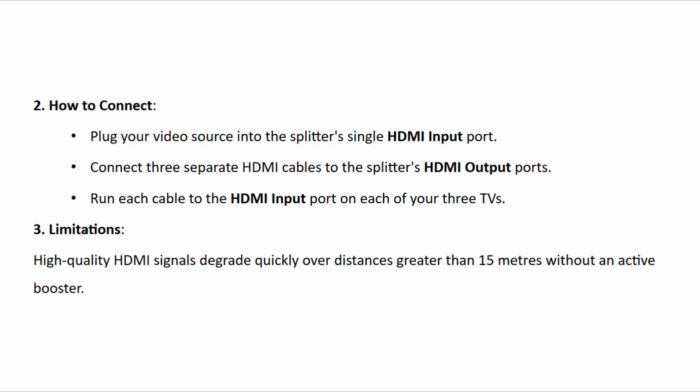How to connect. Plug your video source into the splitter's single HDMI input port, then connect three separate HDMI cables to the splitter's HDMI output ports. Run each cable to the HDMI input port on each of your three TVs. Limitation: high-quality HDMI signals degrade quickly over distances greater than 15 meters without an active booster.